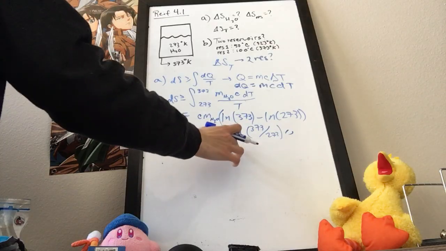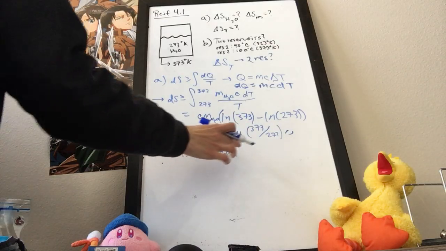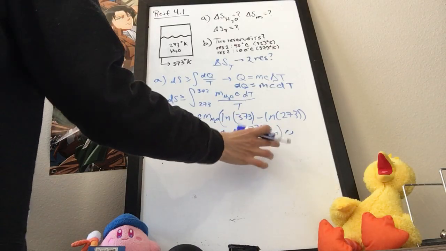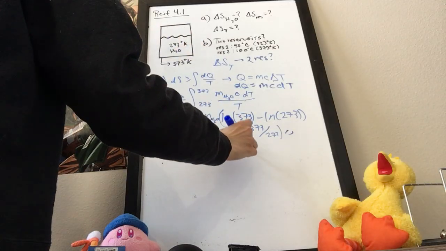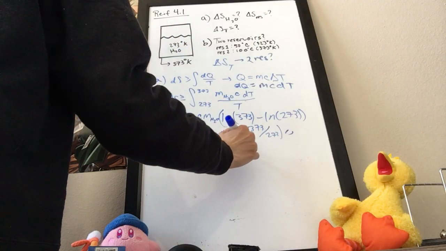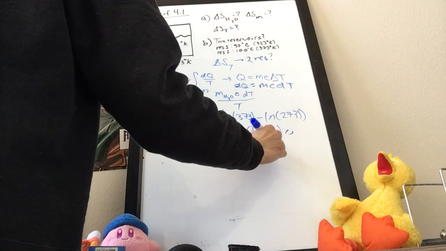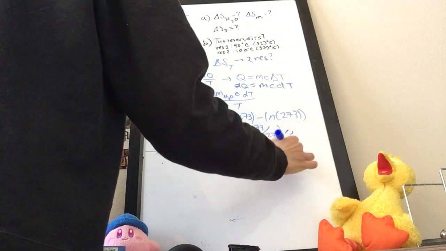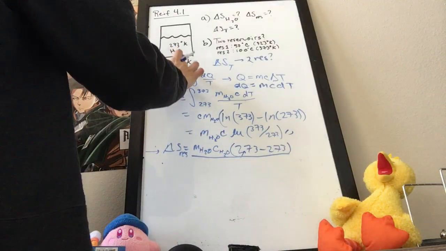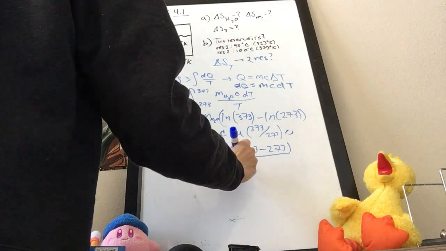And then we incorporate how much heat, or how much the temperature changes, of the object we're heating up. So 373 minus 273, which is just 100. And then we divide that by the constant temperature of the reservoir, being 373.